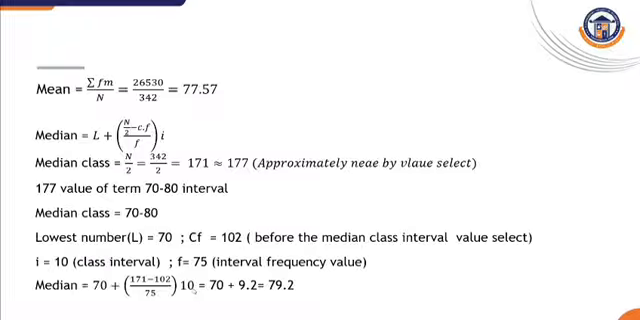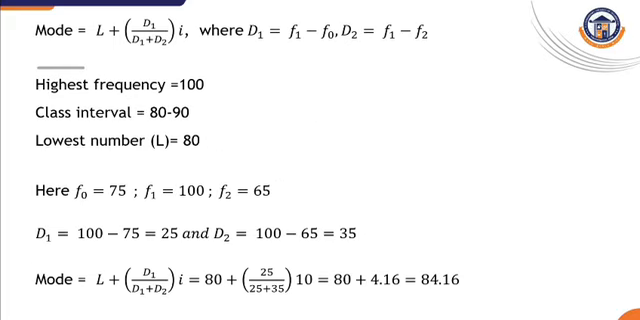Therefore we write 70 plus the simplified value, which is 9.2. Therefore the final answer is 79.2. So now we can identify the mode value for the given problem.